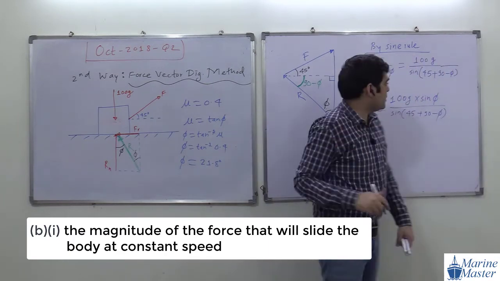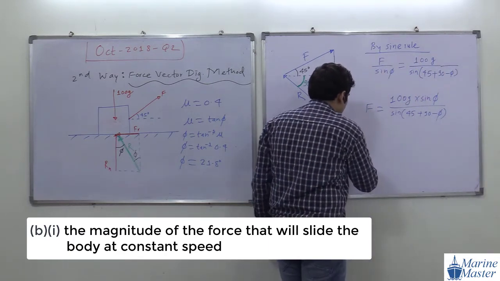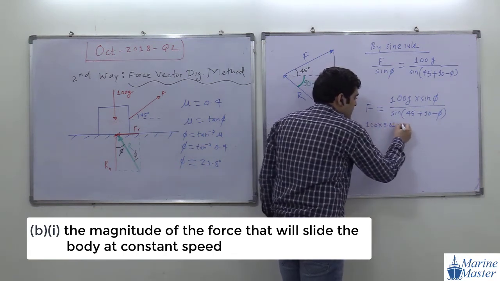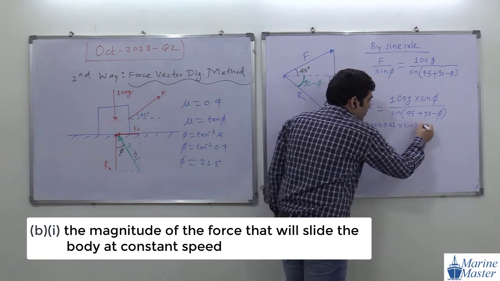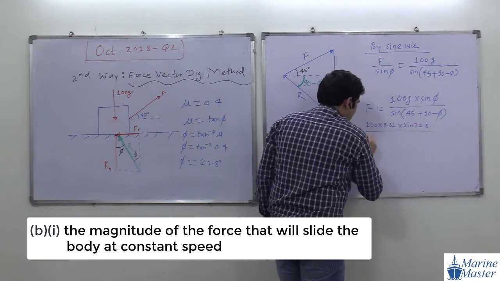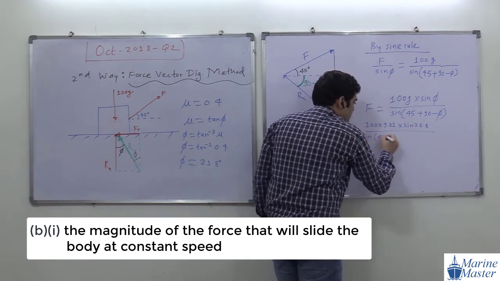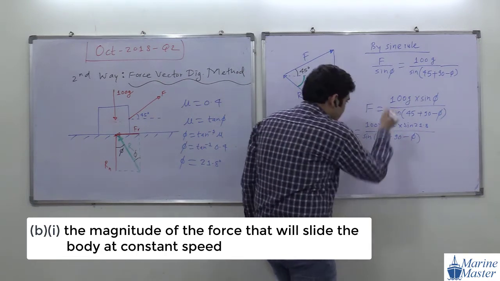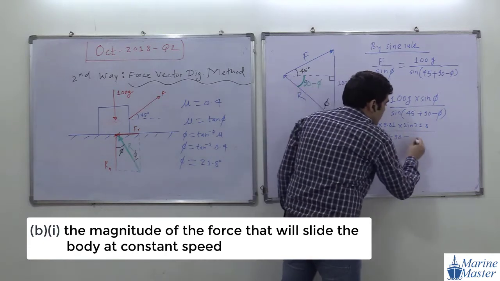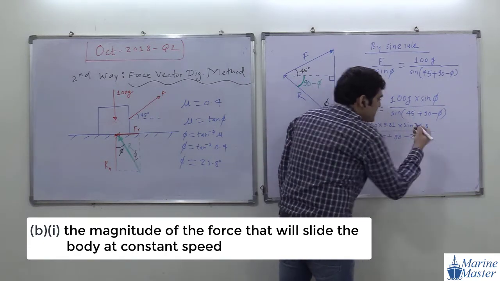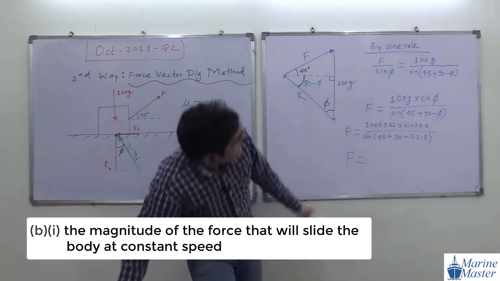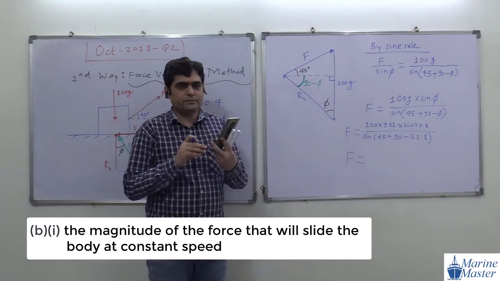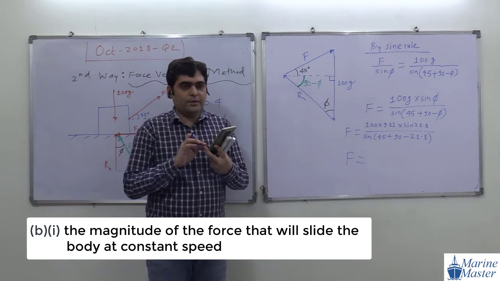Okay, so now we are going to substitute all values. So F will become 100, g means 9.81, sine of phi, where phi is 21.8, divided by sine of 45 plus 90 minus phi, with phi is 21.8. See the point here, everyone. Just basic calculation. You should be good with trigonometry only. Okay, everyone getting my point?